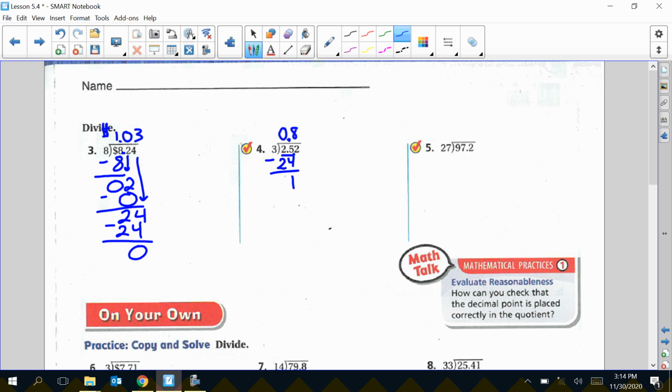We then bring our next number down, the 2. 3 goes into 12 4 times, because 4 times 3 is 12. Subtract it, and we get a remainder of 0. Our answer is 0.84, or 84/100.